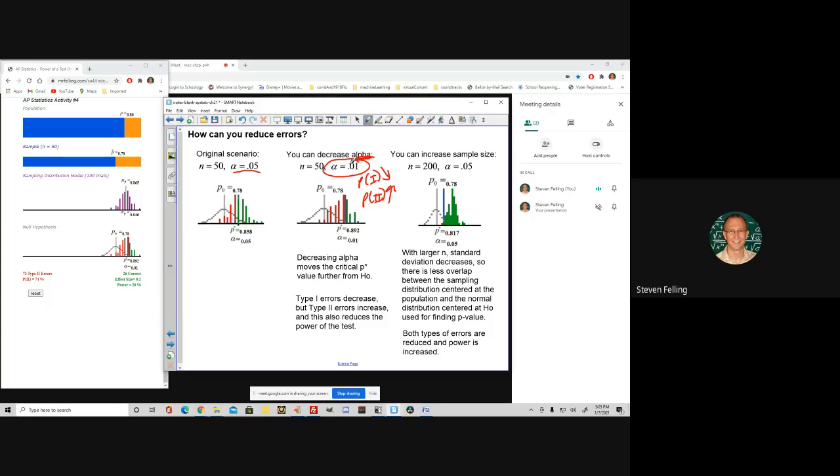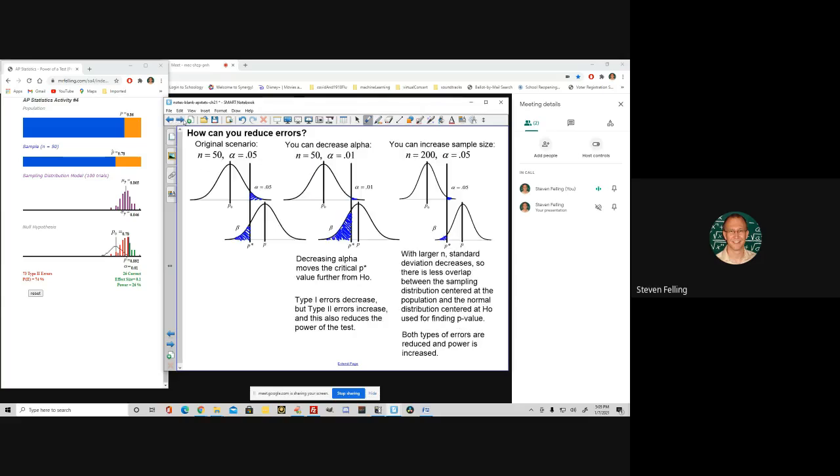You can make type 1 errors less likely to happen, but that will increase type 2 errors. The way that you can make both types of errors go down is to keep alpha the same, but increase the sample size, because if you can increase the sample size, everything gets narrower, so both types of errors go down.